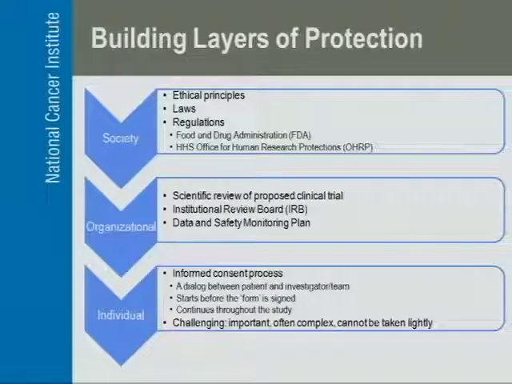We have organizational levels of protection where an organization looks at how sound the science is. The Ethical Review Board, whether you know it by an IRB, which is an institutional review board, or an ethics review committee, they look at the ethics and evaluate that. And then at an individual level, we have the informed consent process, where you're voluntarily agreeing to participate in a clinical trial, and you can stop your participation at any time.